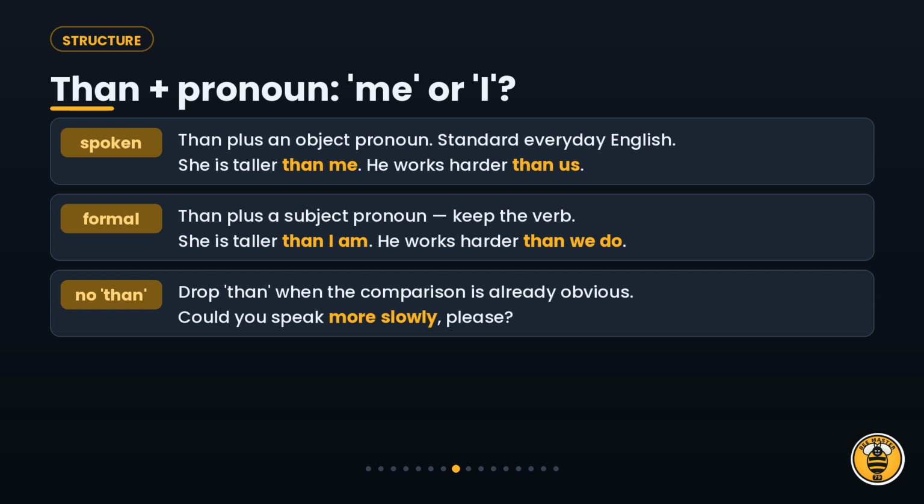In formal writing, you may prefer "than" plus a subject pronoun with a verb after it. She is taller than I am. He works harder than we do. Notice that you keep the verb. "Than I" on its own sounds stiff and old-fashioned. And finally, you can drop "than" altogether when the comparison is already obvious from the situation. Could you speak more slowly, please? More slowly than what? Than you are speaking now. Everybody understands, so "than" is unnecessary.